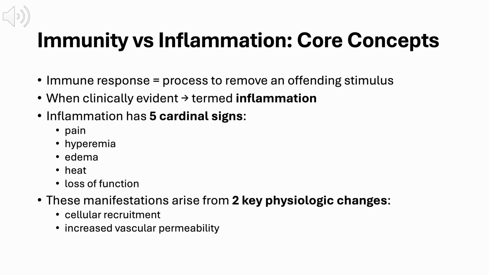The immune response is the biological process used to identify and remove an offending stimulus. When that response becomes clinically apparent, we describe it as inflammation. Inflammation produces 5 classic signs: pain, hyperemia, edema, heat, and loss of function. In the eye, these may appear as discomfort, redness, tissue swelling, and impaired vision or ocular function. Although these findings seem diverse, they arise primarily from 2 underlying physiologic changes: recruitment of inflammatory cells into the affected tissue and increased vascular permeability, which allows fluid and plasma proteins to leave the circulation.